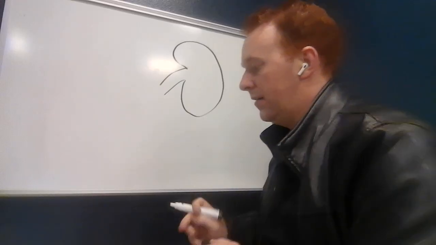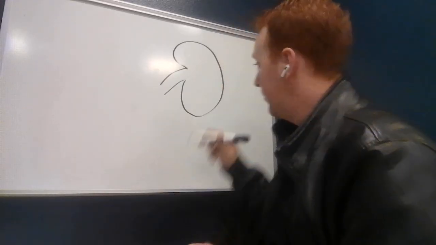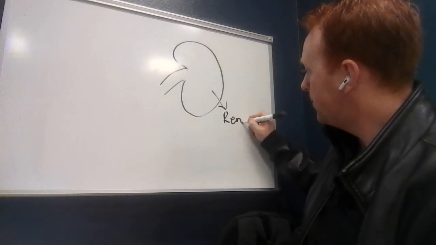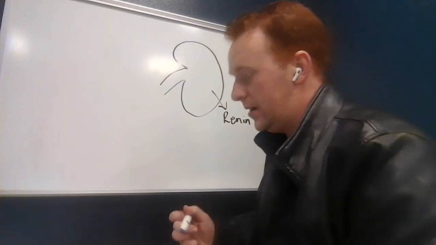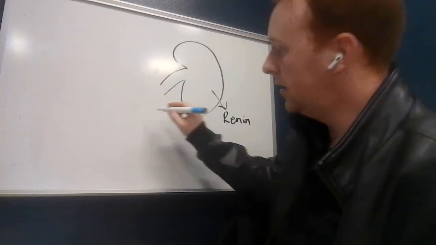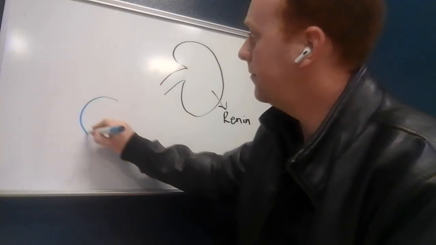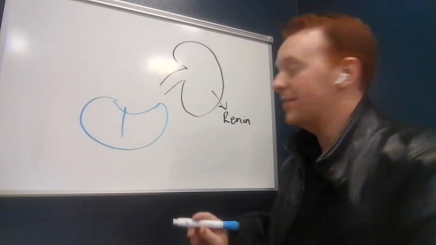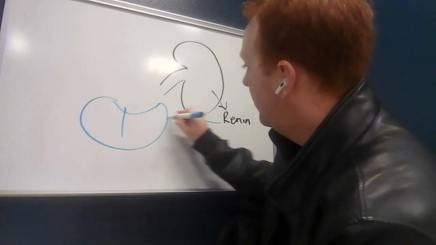This is a kidney. Blood flows through. It releases renin. And then renin goes to the liver. And the liver, so let's say the liver is right here. We're going to draw that in blue. So that's kind of what the liver looks like. Renin goes to the liver.